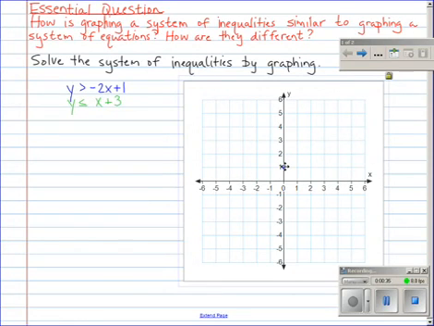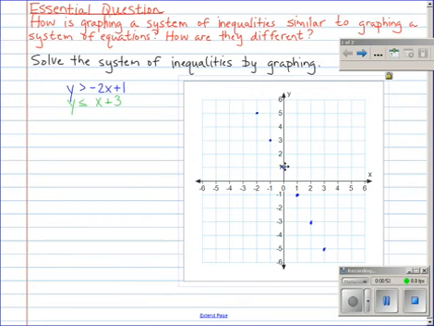So starting from the y-intercept, we're going to go down 2 and to the right 1. And we can continue this until we run out of room. Now, we can also move up 2 and to the left 1 to finish out that line.